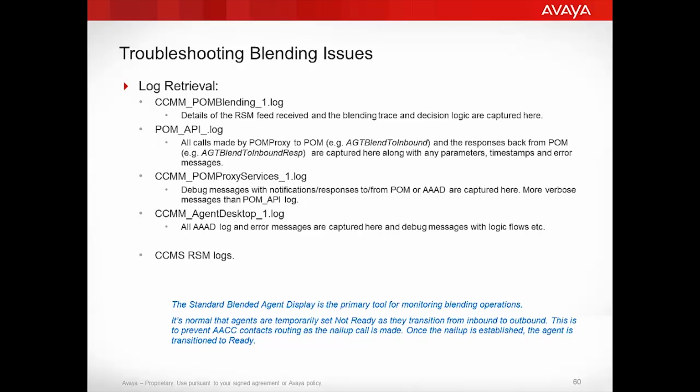Now, it's normal that agents are temporarily set not ready as they transition from inbound to outbound. This prevents AACC from routing a contact in quick succession as the Nailup call is being made to the agent. Once that Nailup call is established, the agents automatically transition to ready. So you will see those not readies turn up in reporting. It is normal, and it's used to block the agent out so that the Nailup call will be established.